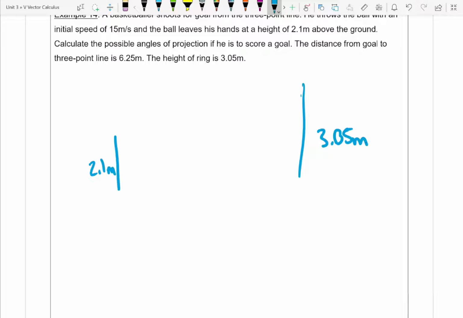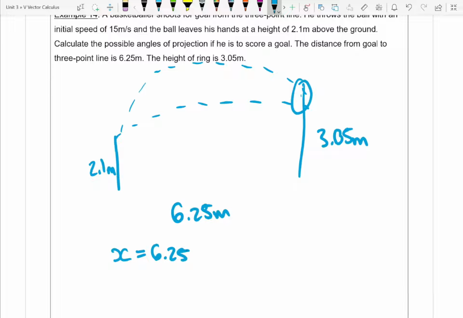3.05 meters, and we want all of the possible angles that can get it into that hoop area, which is 6.25 meters away. So the basketball must pass through the point where x, which is our horizontal, is equal to 6.25, and y has to equal 0.95. So what we're doing there is we're letting this 2.1 be the origin, and this 3.05 be 0.95 meters above it.